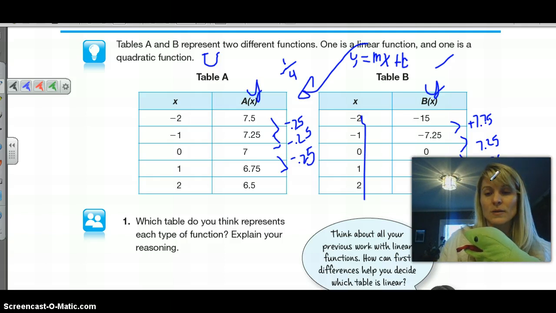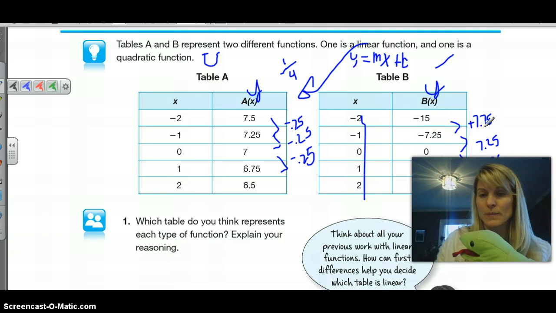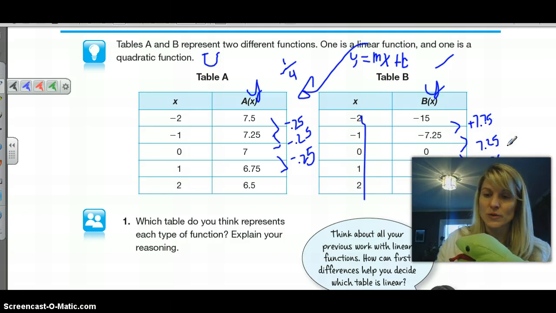So you can tell it's not going up by the same amount each time, right? It went up 7.75, 7.25, 6.75, 6.25. You can probably see a pattern there. But again, the other one went up by a quarter each time. This was called the first difference, and the first difference was the same. Now this first difference was not.